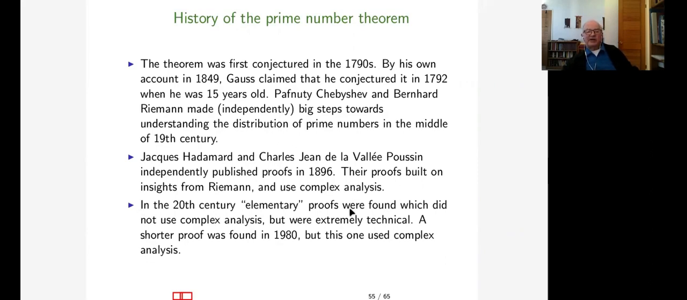In the 20th century, people wanted to find an elementary proof. Now, what is elementary? That's a debatable thing. Elementary would mean, in some people's definition, that a first-year college student who is majoring in mathematics should be able to follow and understand it. That you don't need graduate school knowledge in order to understand the proof.